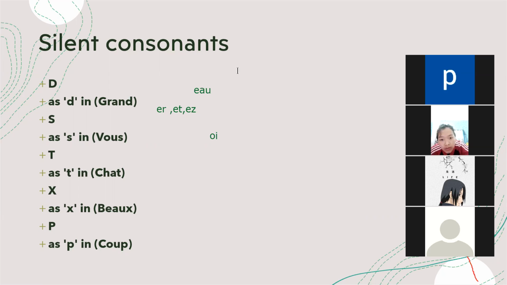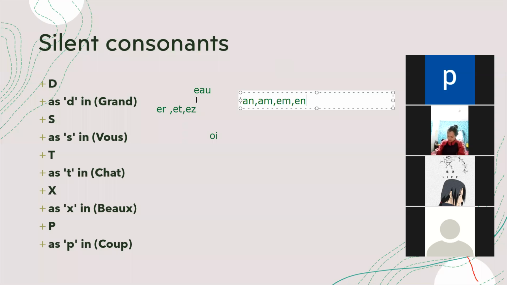AN, AM, EN, and EM. If you see all these combinations, AN, AM, EM, or EN, they all sound the same. If we cut it in half, it sounds like this.